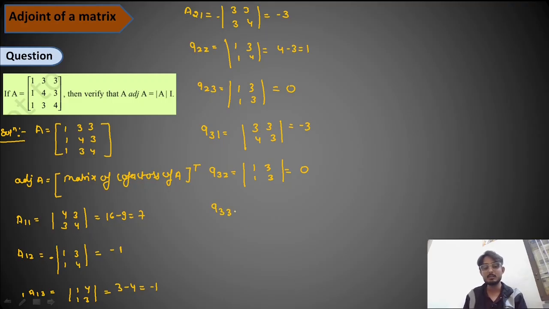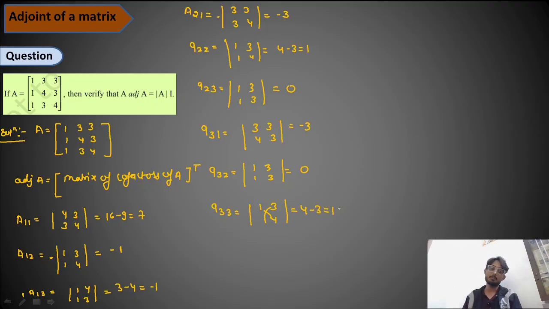A33. When you eliminate 3 with 3, you will get as 1 3 1 4. And 3 plus 3 equal to 6, which is an even number. 1 into 4, 4 ones are 4, 3 ones are 3. 4 minus 3 equal to 1.